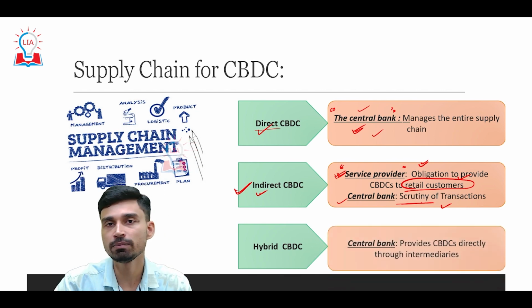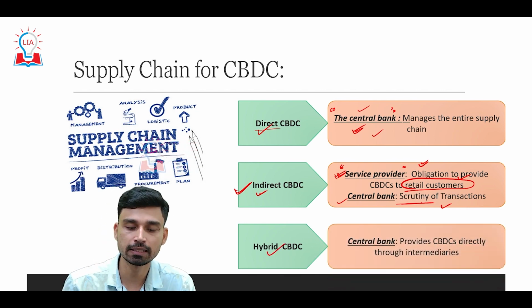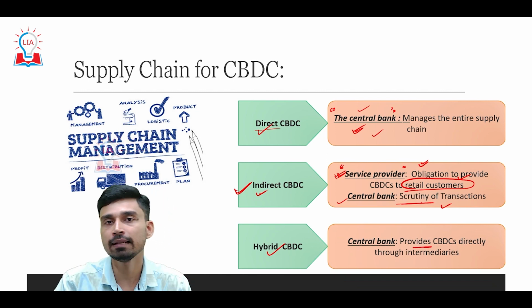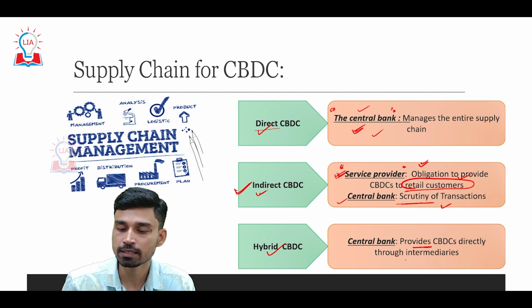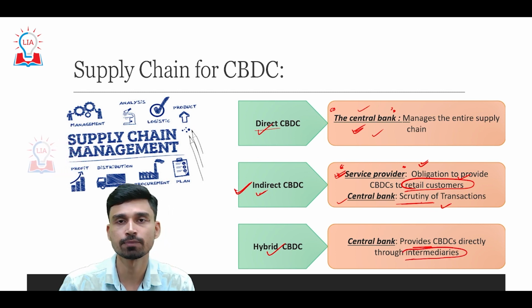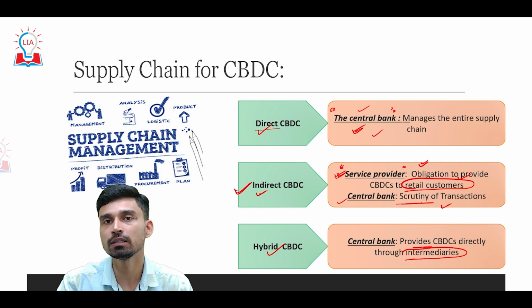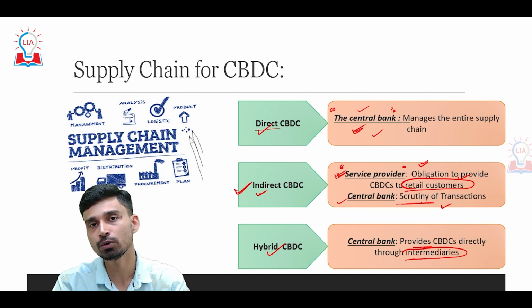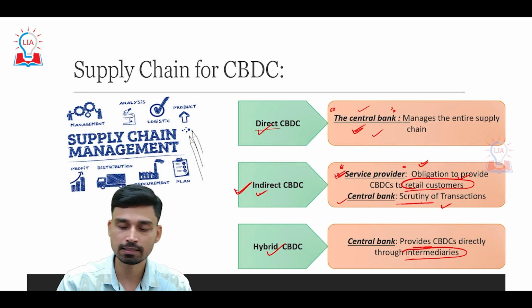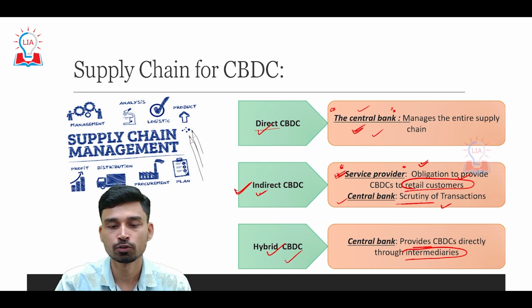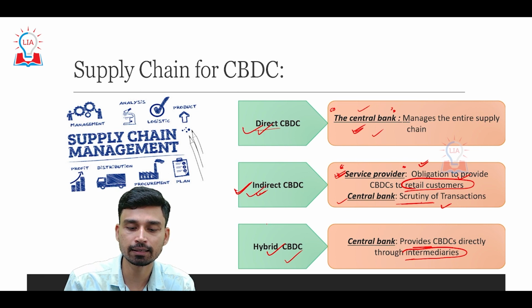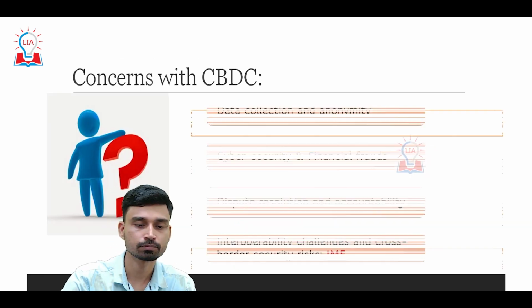The third kind of CBDC is hybrid CBDC. In hybrid CBDC, it is the central bank that issues the digital currency, and the central bank provides all the retail customers with the digital currency through the help of intermediaries. That means the intermediaries' objective is single: they have to transfer the digital currencies that have been transferred to them via RBI, and this is how hybrid CBDCs will work. So we have three different types of supply chain: direct, indirect, and hybrid. In the case of India, we will follow the indirect CBDC.